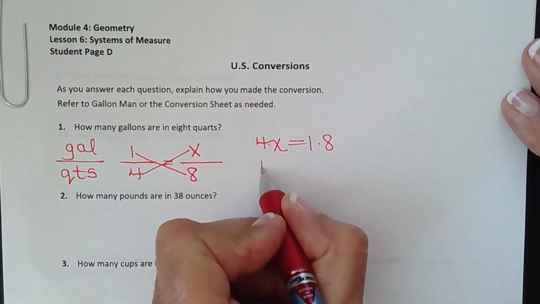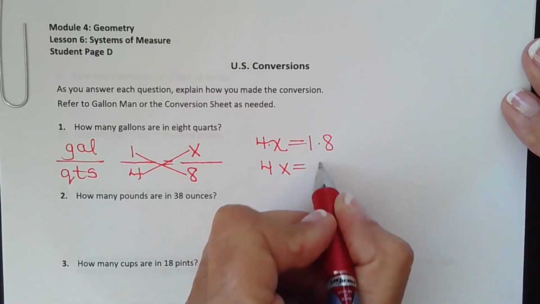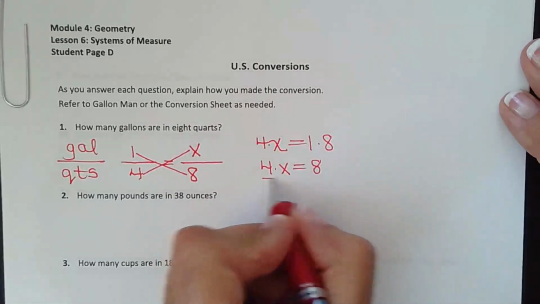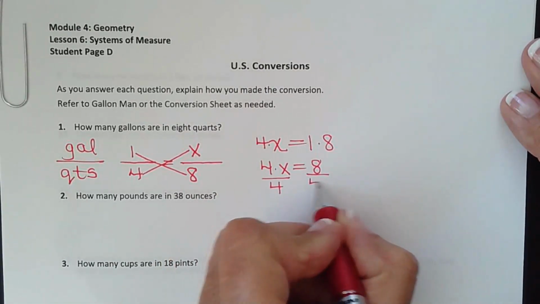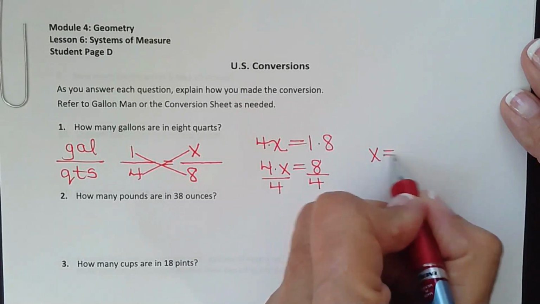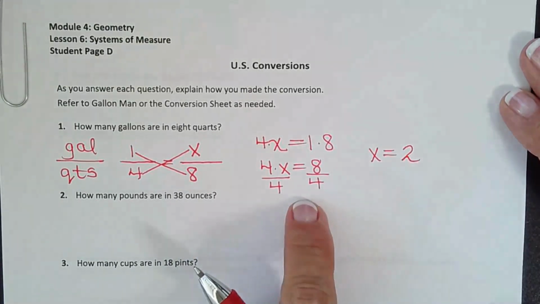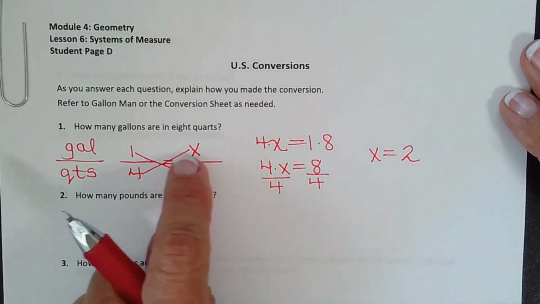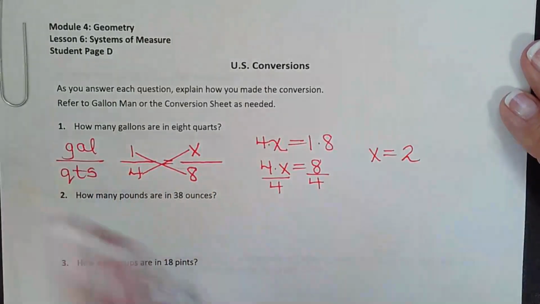So I get 4x equals 8, and we learned in Chapter 3 to solve an equation you do the opposite. The opposite of multiply is divide. So then I get x equals 2. 8 divided by 4 is 2. And then to get the proper label, I look at where x is. x is gallons.